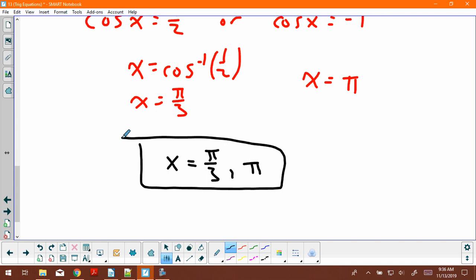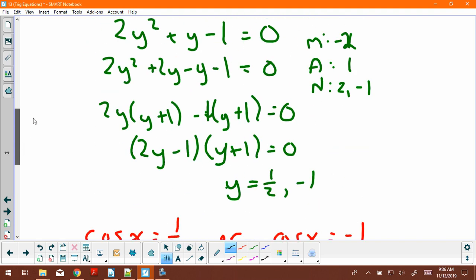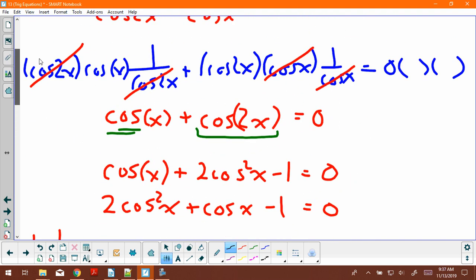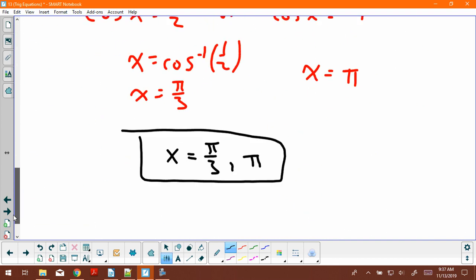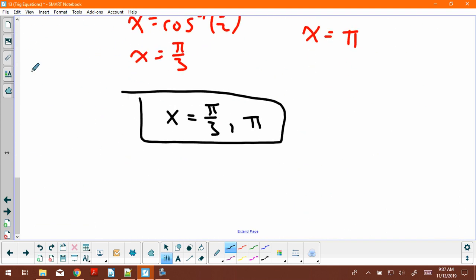So if you have a situation where you have two expressions that don't necessarily work very well, we couldn't really combine cos x and cos 2x right away. You may have to use identities to make replacements and then solve the equation. The goal would be just to get them all in terms of one ratio, if possible. Which leads us to our final one.